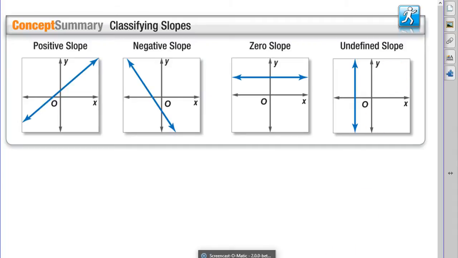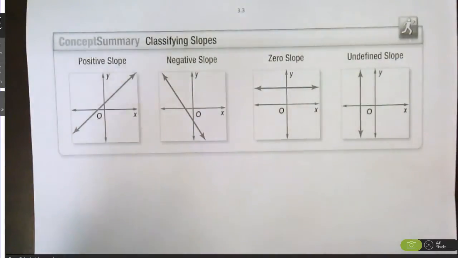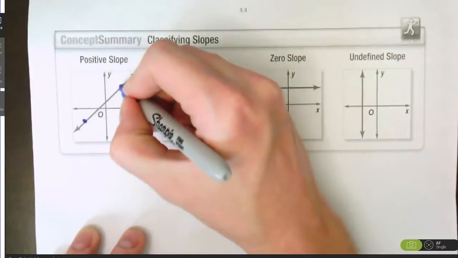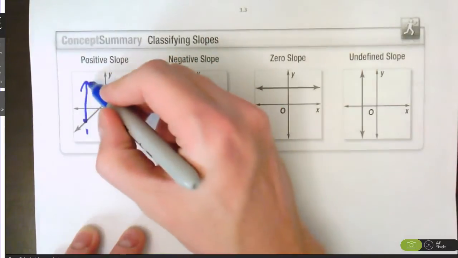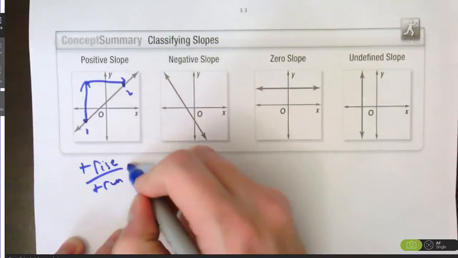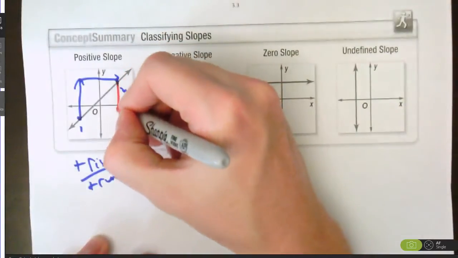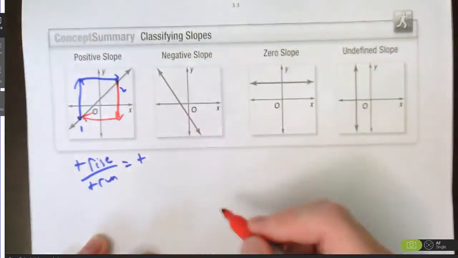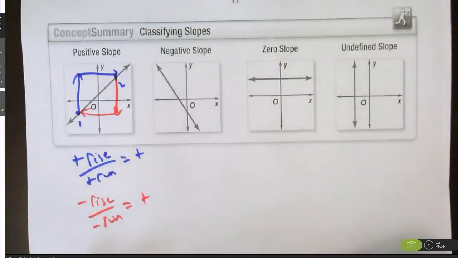So looking at our slopes then, positive slope. Positive doesn't mean good or bad. Positive just means you have a positive value for slope. So if I just make an arbitrary point, we'll call it point 1 and point 2, to get from 1 to 2 I have to go up in rise, right in run. Well, that's a positive rise over a positive run, which will be positive. Or I could go from 2 to 1, down in rise, left in run. Well, that's a negative rise over a negative run, which is a positive slope as well.